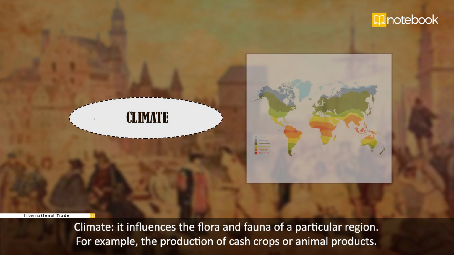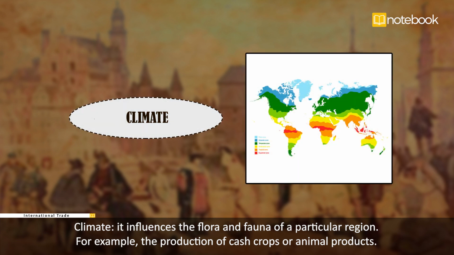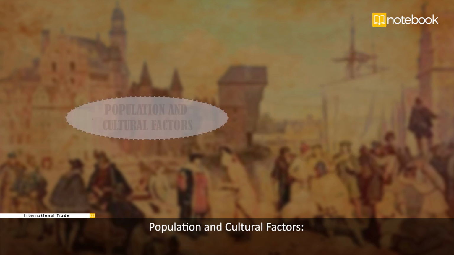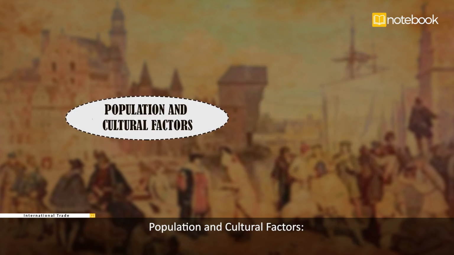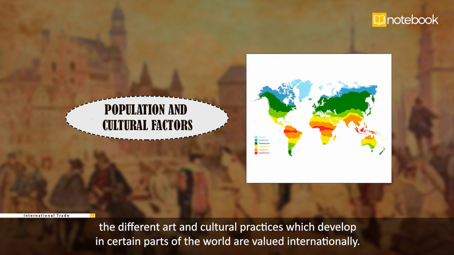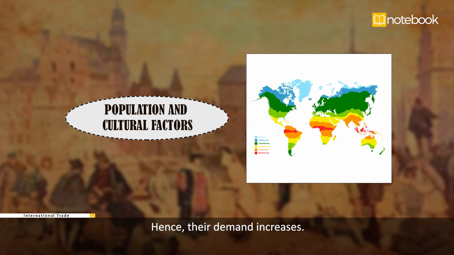Climate. It influences the flora and fauna of a particular region, for example, the production of cash crops or animal products. Population and cultural factors. The different art and cultural practices which develop in certain parts of the world are valued internationally. Hence, their demand increases. The population of a place also influences international trade.